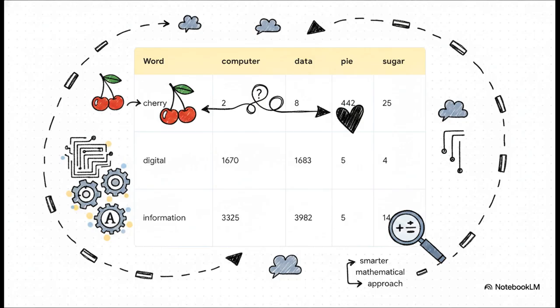But wait, what about a word like data? Highly common words appear next to almost everything. If we just rely on these raw counts, we really don't know if words are truly associated or if one of the words is just so overwhelmingly common that it's bumping into everything else at our metaphorical party. We definitely need a smarter mathematical approach here.